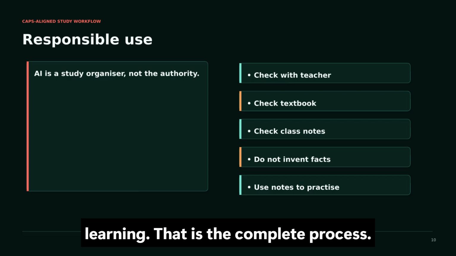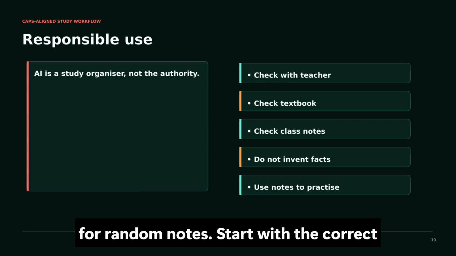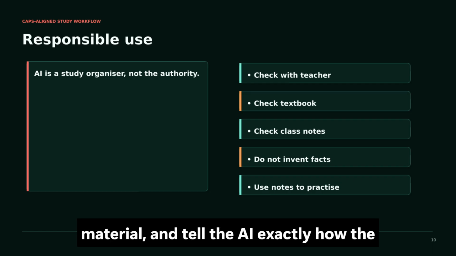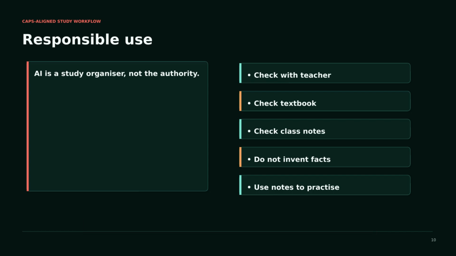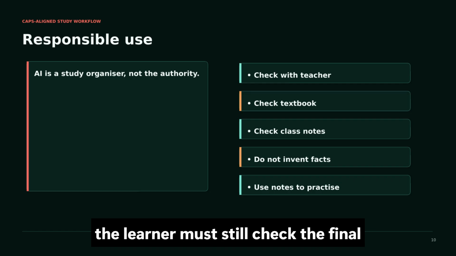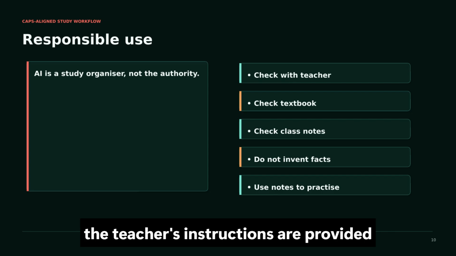That is the complete process. The important lesson is not to ask AI for random notes. Start with the correct learning scope, provide trusted source material, and tell the AI exactly how the study summary should be structured. AI can help organize the material, but the learner must still check the final notes against classwork, the textbook, and the teacher's instructions.